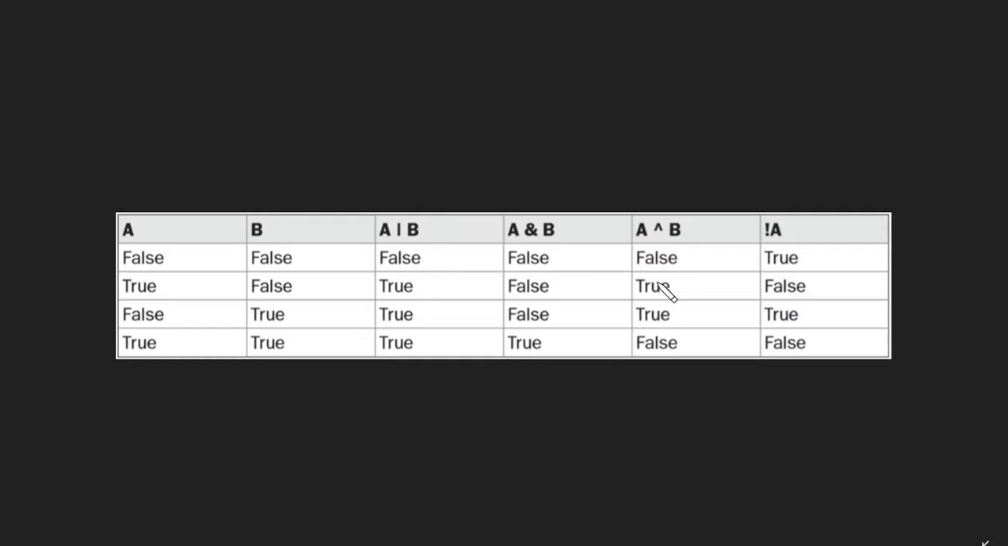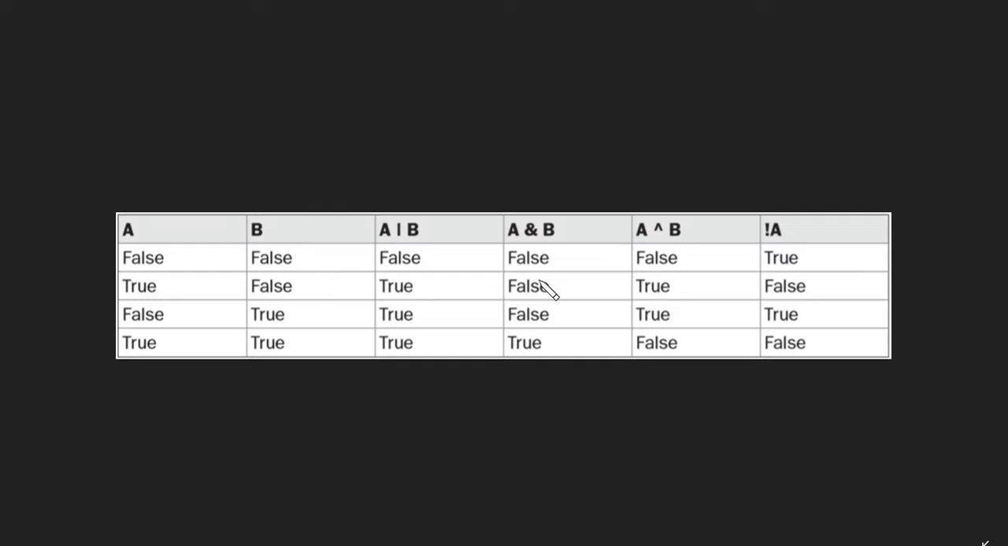In the same way, the XOR operator returns true if both the expressions are opposite of each other. And the working of this NOT operator is just simple. It actually returns the opposite of the specified expression. So if I say not A, and the actual value of A is false, then not A will return true.